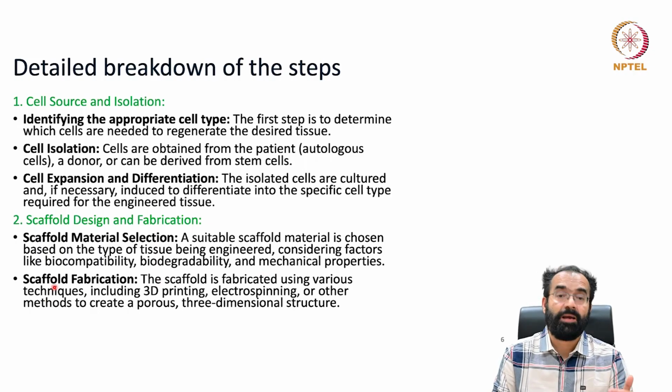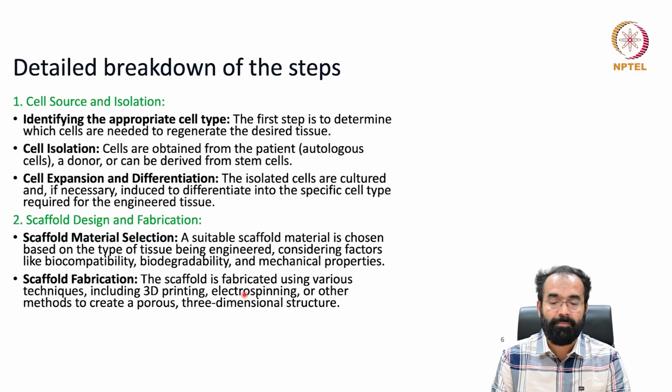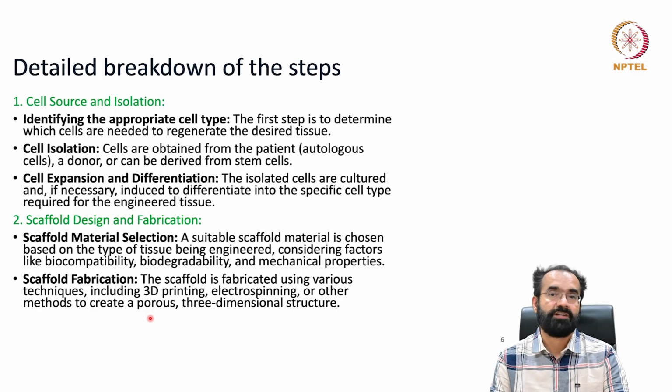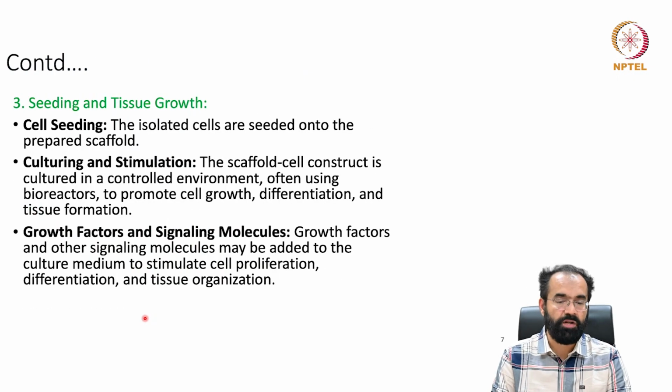And scaffold fabrication. The scaffold is fabricated using various techniques, including 3D printing, electrospinning, or other methods to create a porous three-dimensional structure. So why porous? Because then only cells can move across. Then only the medium can go between the pores. Everything is important. Then comes the seeding and tissue growth.